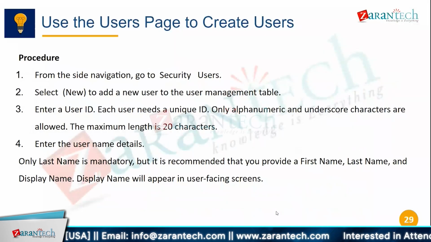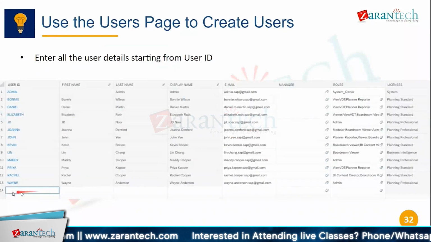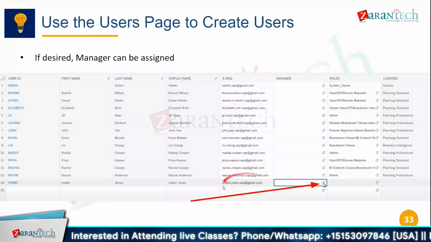So this is how you navigate from the user page to create a user. Basically here you have this plus icon. You click on this plus, then this is where you enter details. You enter a user ID. As I said, the user ID should be unique. Then first name, last name, then email ID.